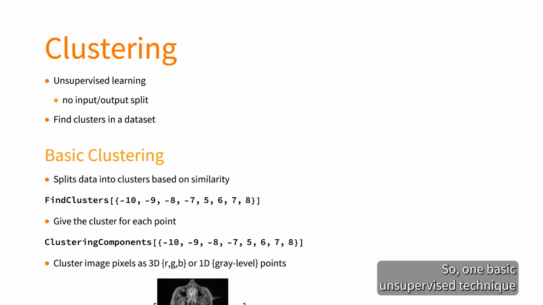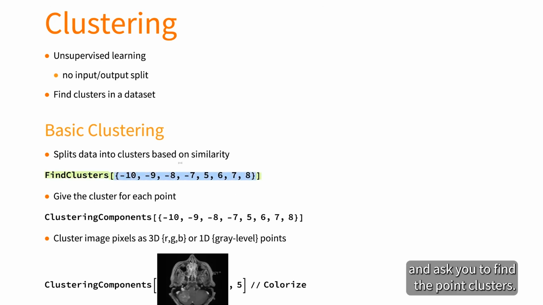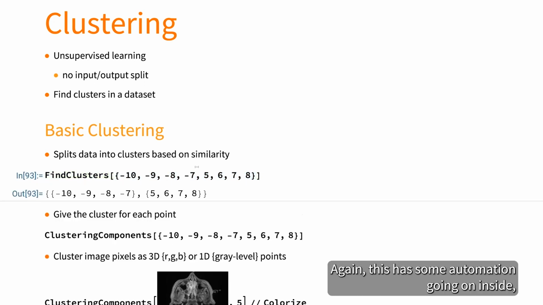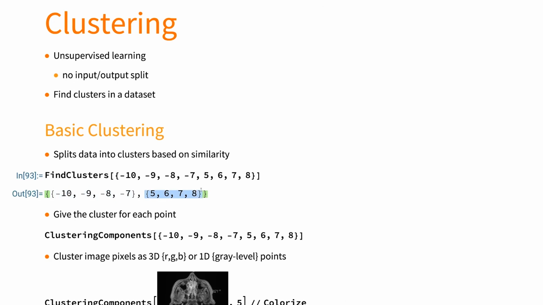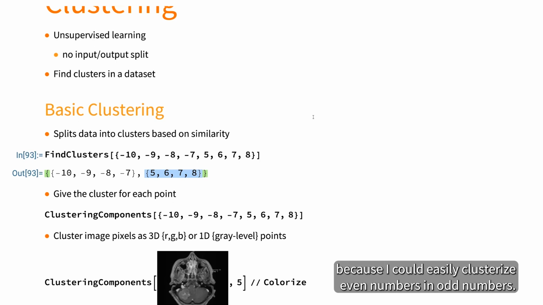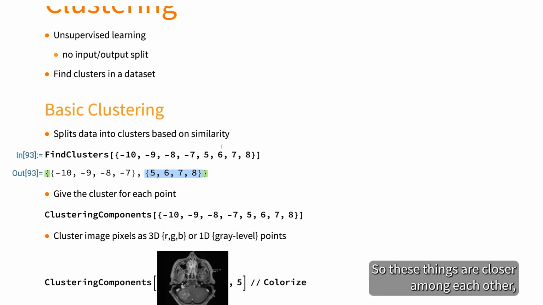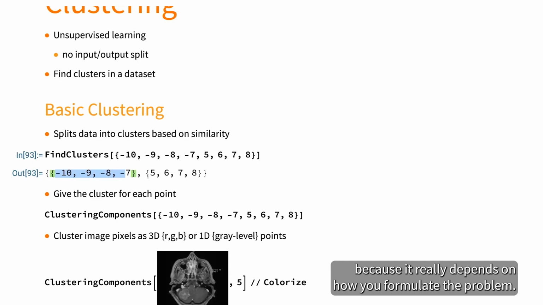So one basic unsupervised technique is clustering. The idea is, for example, here I show you this list of points, and I ask you to find the point clusters. Again, this has some automation going on inside. It's trying different methods and it's giving you this answer. So in this case, it's splitting negative numbers and positive numbers. But as you can see here, the answer of clustering really depends on how you set the problem, because I could easily clusterize even numbers and odd numbers. In this case, most techniques are distance-based, so these things are closer among each other, and these are closer among each other than they are between the two groups. But again, it's never an exact science, because it really depends on how you formulate the problem.